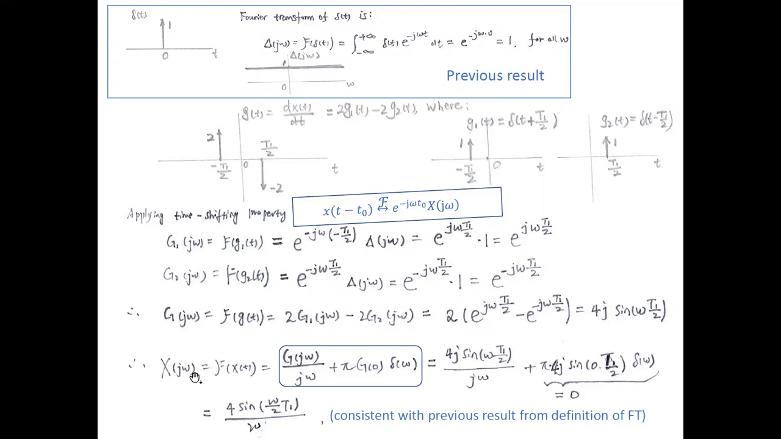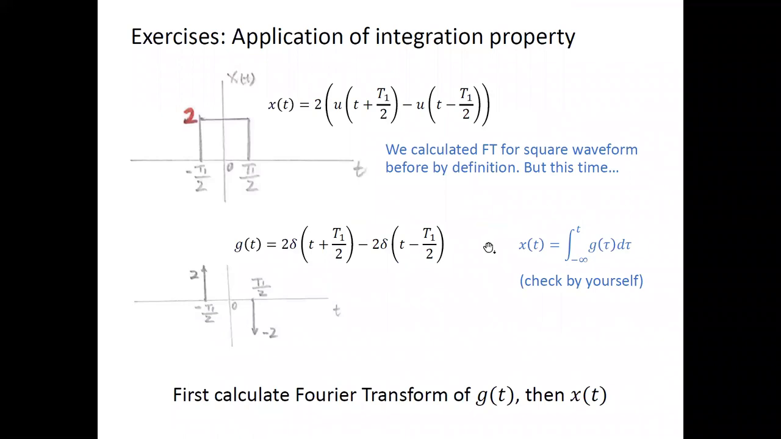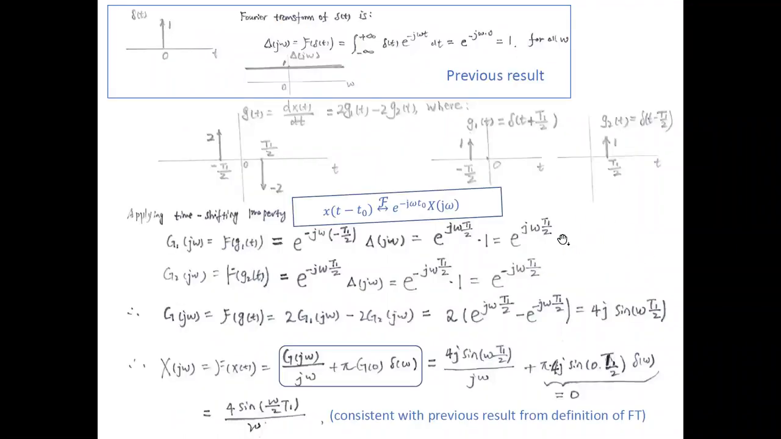But our ultimate goal is to calculate the Fourier transform of x, which is the integral of g. That's where we apply the integration property. Just put down the property here. The first term is capital G of j omega divided by j omega, so the result of capital G above divided by j omega. The second term is pi times G of zero. What is G of zero? It is this result replacing omega with zero. So we have sine zero here in particular, and then multiply the impulse delta of omega. Again, we are multiplying a signal with a constant zero because sine of zero is zero. The result is zero. Basically, this G of zero eliminates the second term, and the result only keeps the first term, which is the sinusoidal signal divided by omega.